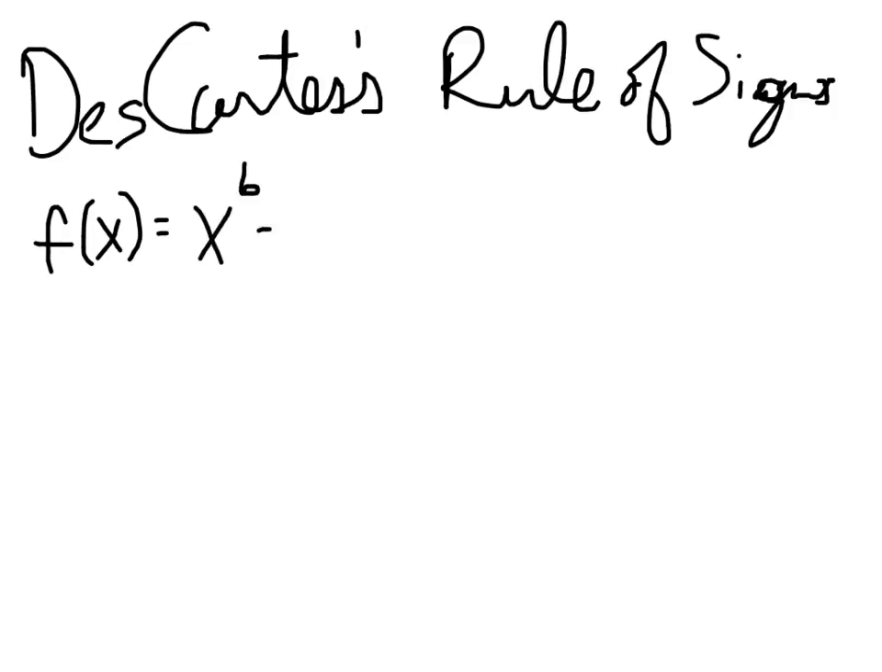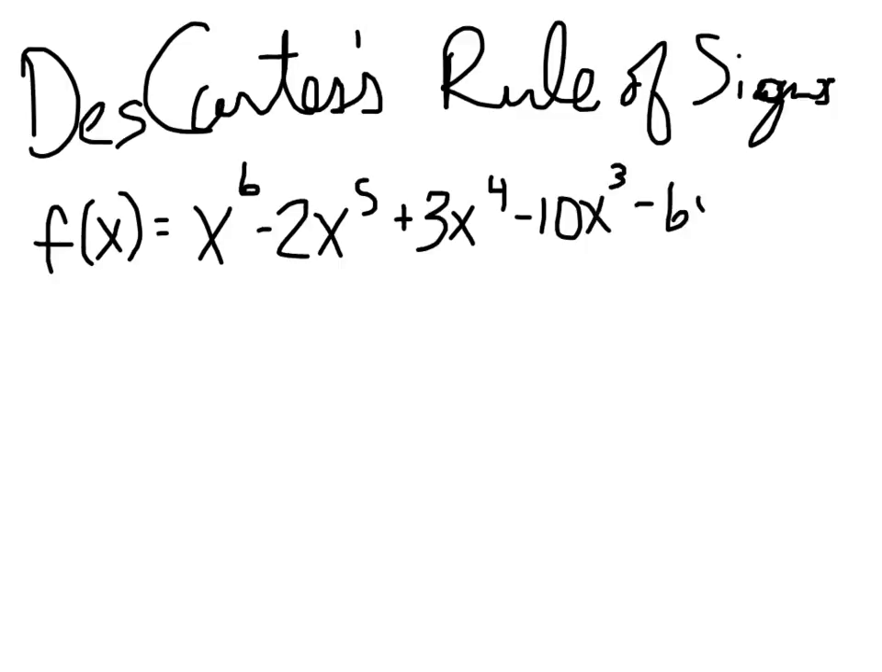x to the 6th minus 2x to the 5th plus 3x to the 4th minus 10x to the 3rd minus 6x squared minus 8x minus 8. Okay? Now, as you're writing this down, here's what we're going to do.